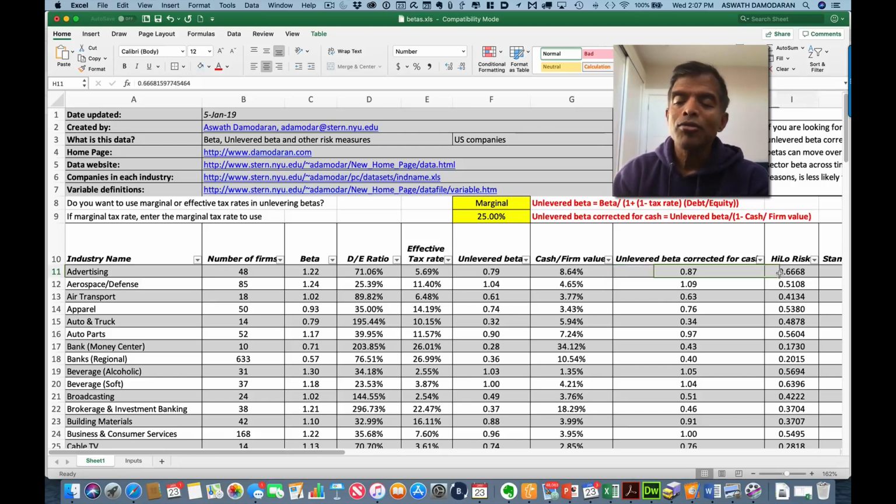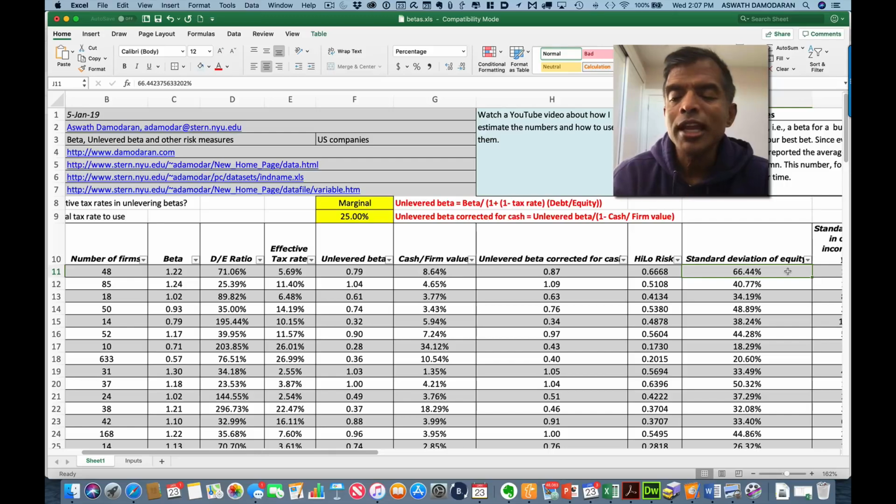Now let me complete the rest of the spreadsheet because there are a few other numbers I report. I report what's called a high-low risk number. You're saying, what is that? That's the difference in the high price and the low price over the most recent year divided by the sum of the two. So the higher that number, the bigger the range in stock prices. Think of it as a price measure of risk.